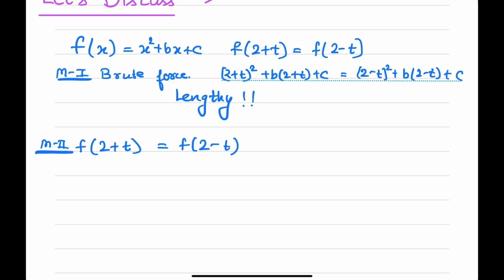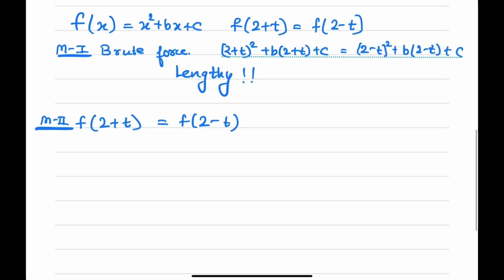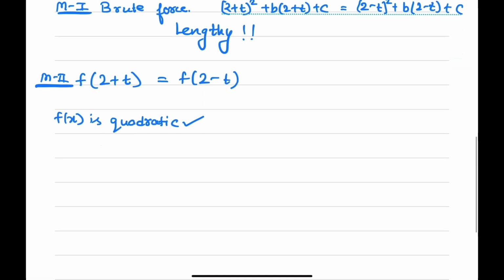So it is given to me that f of 2 plus t is equal to f of 2 minus t. And I know that f of x is a quadratic expression. This is known to me already. So the graph will be something like this of this quadratic, right? Since the coefficient of x square is 1, it will be concave up. The graph will be concave up.